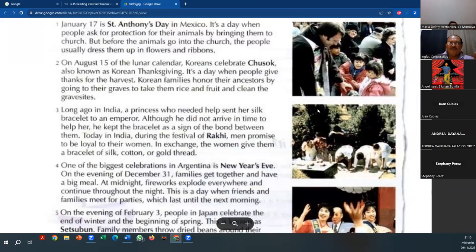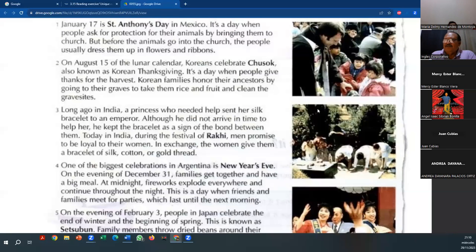Who wants to read number two, on August 15th? Me, teacher. Okay, Cesare, please go ahead. On August 15th of the lunar calendar, Koreans celebrate Chuseok, also known as Korean Thanksgiving. It's a day when people give thanks for the harvest. Korean families honor their ancestors by going to their graves to take them rice and fruit and clean the grave sites. That's very similar to El Salvador, right? In a way. Okay. Thank you.